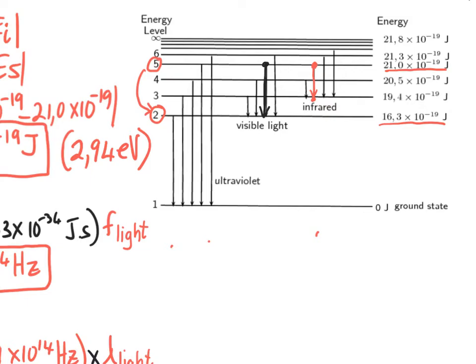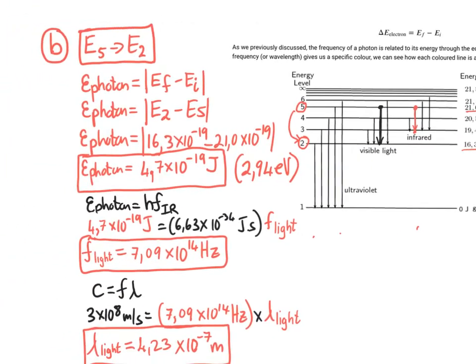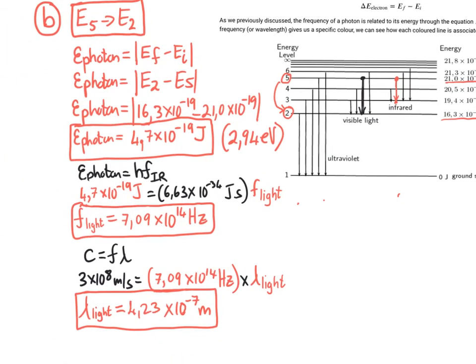And using the same method as we used previously, but just with different values, we now work out the energy of the photon to be 4,7 times 10 to the minus 19 joules, which is the equivalent of 2,94 electron volts, which is a higher energy photon than the one that's produced by the drop from energy level 5 to 3, which was 1 electron volt. So we can see that this falls in line with what we predicted.